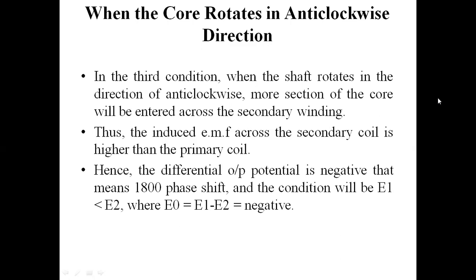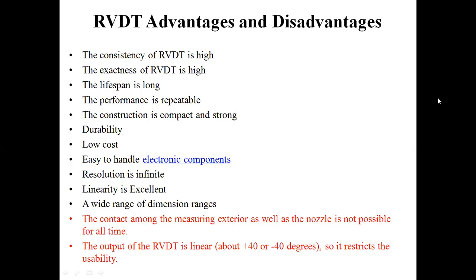So in case of the anticlockwise rotation, the value of ES1 will be more than that of ES2, and hence ES1 minus ES2 will be positive. In this case, we say that the output voltage E0 is in phase with the primary voltage. With the same logic, when the cam is rotated in the clockwise direction, the output voltage will be negative, that is out of phase with the primary voltage. Okay, so these are the three different cases that we are analyzing.